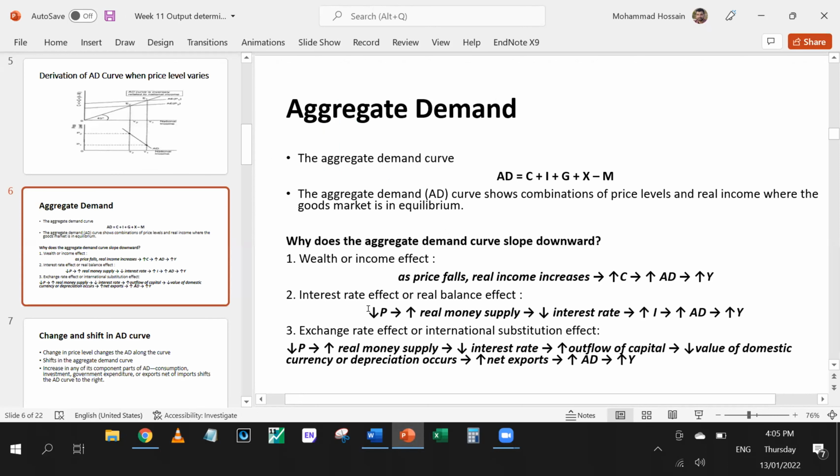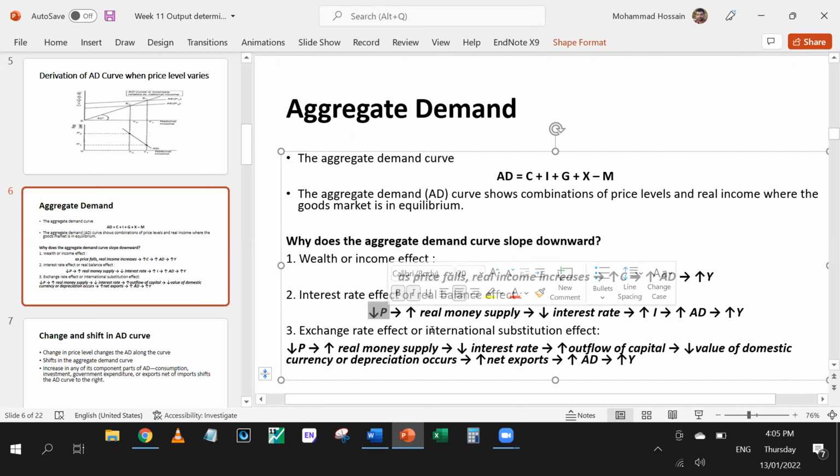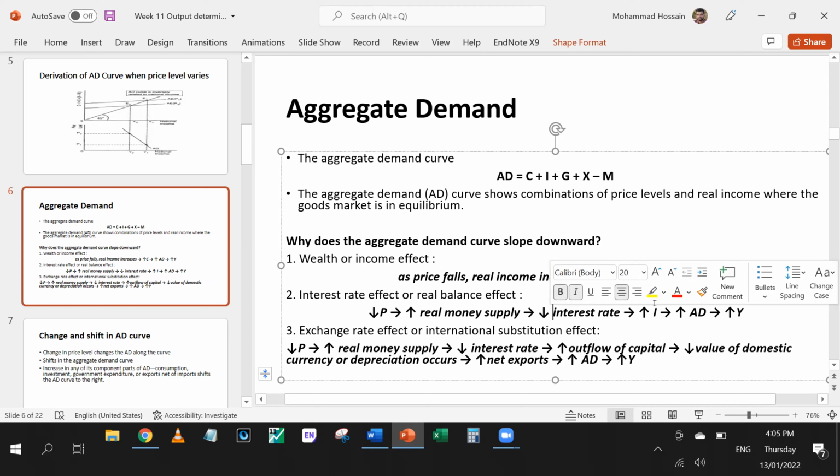When the price of goods decreases, the real money supply will increase. When the real money supply increases, the interest rate will drop. When the interest rate drops, investment will be high. When the investment is high, aggregate demand will increase and the national income will increase too.